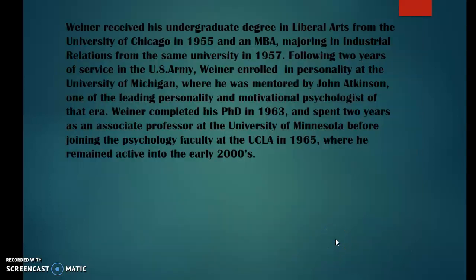So he received his undergraduate degree from the University of Chicago in 1955 and an MBA in industrial relations from the same University of Chicago in 1957. Following 2 years of service in the Army, he enrolled in personality at the University of Michigan, where he was mentored by John Atkinson, one of the leading personality and motivational psychologists of that era. He completed his PhD in 1963 and spent 2 years as an associate professor at the University of Minnesota before joining the psychology faculty at UCLA in 1965.